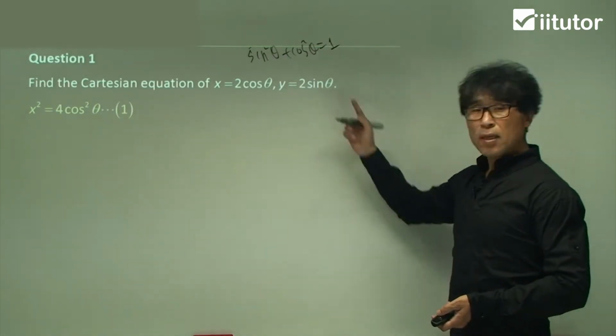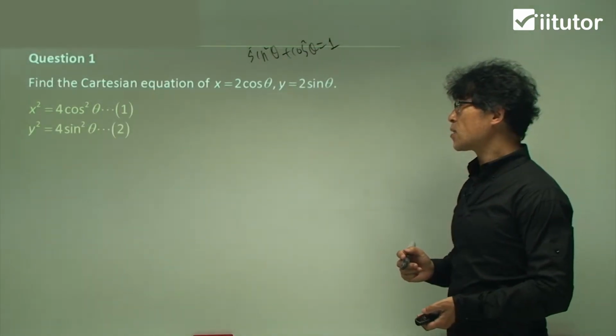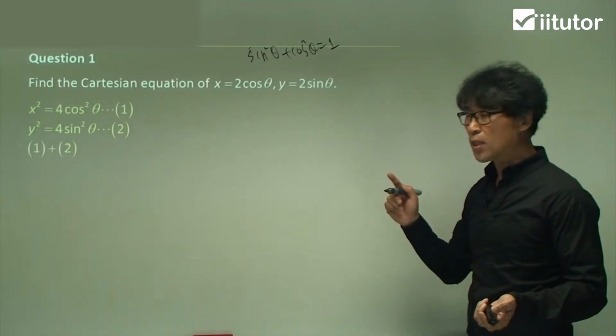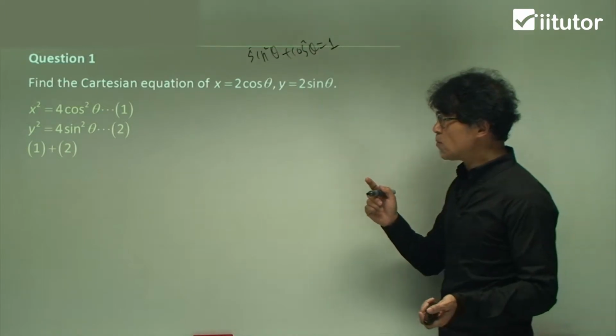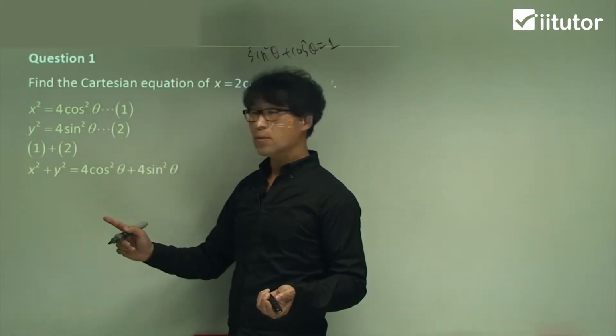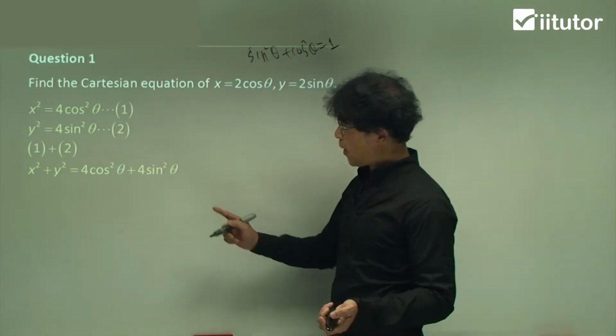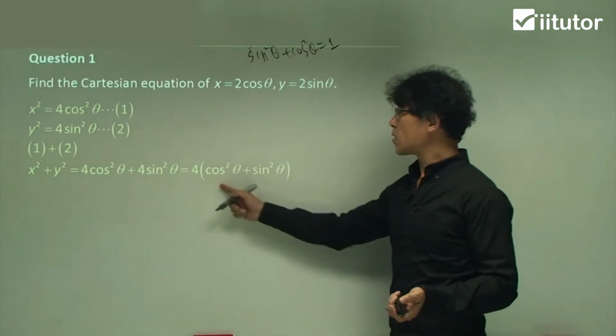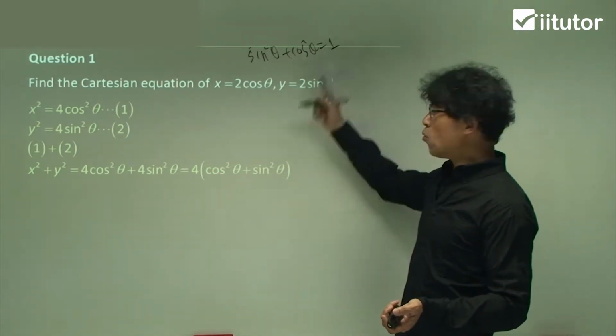Square the second equation again. So y squared equals 4 sine squared theta. Now we're going to add them together. So x squared plus y squared equals that plus that. Now we're going to factorize it by 4. So what is this one, guys? That is 1. It is always 1.